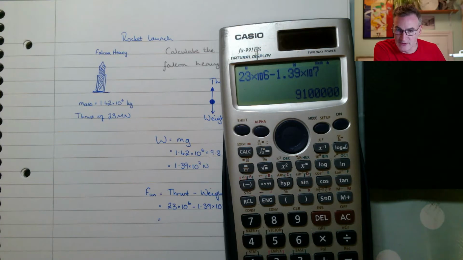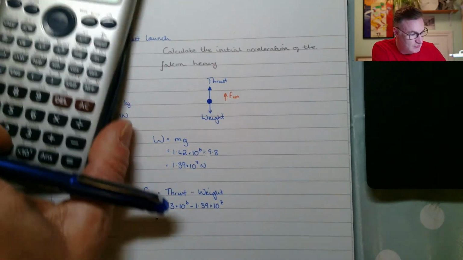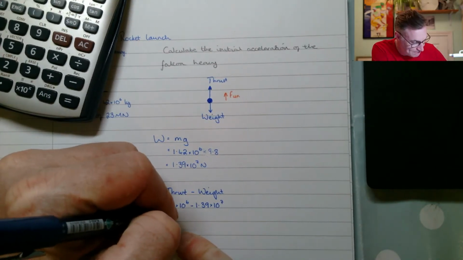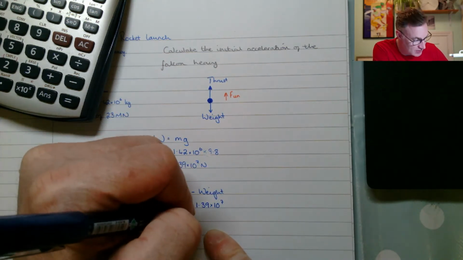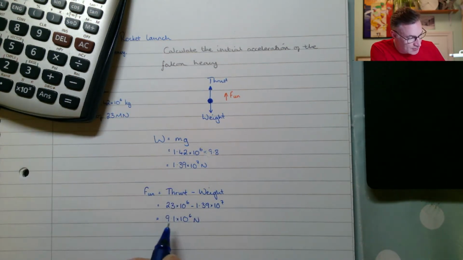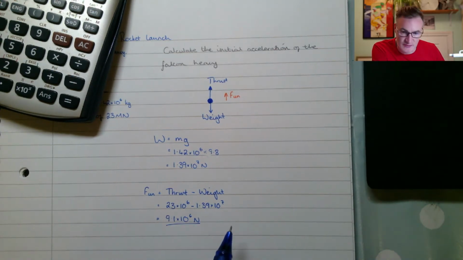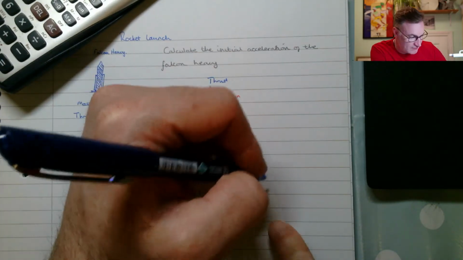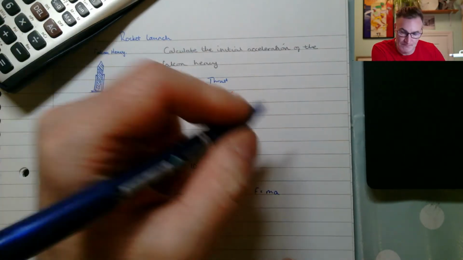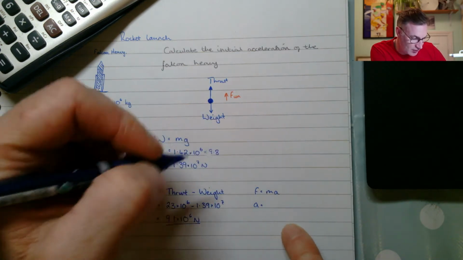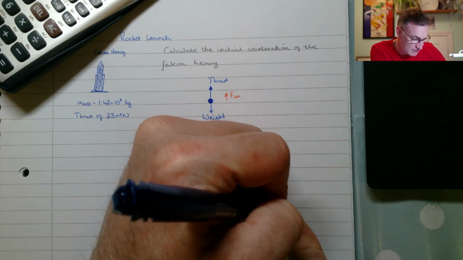And that's going to give us, let's go for here, 9.1 times 10 to the 6 newtons. So we have an unbalanced force of 9.1 times 10 to the 6 newtons. But from Newton's second law, F equals ma. And so the acceleration of the rocket can be found by force over mass.